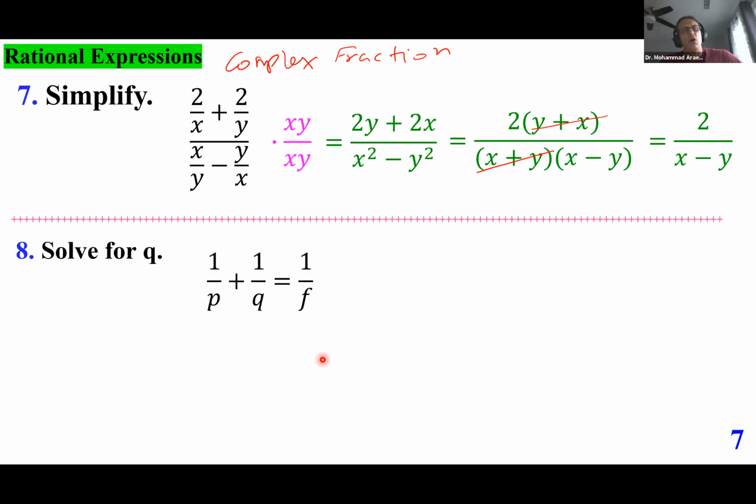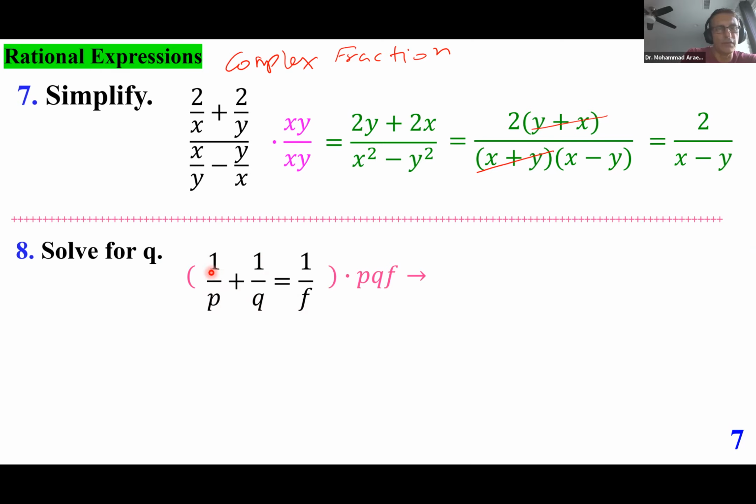Next, we want to solve for a specific variable. We are dealing with a bunch of fractions. Again, the best course of action is to get rid of them. And to do that, we're going to multiply both sides by the LCD, which is P times Q times F. What it means is that we multiply every piece by PQF.